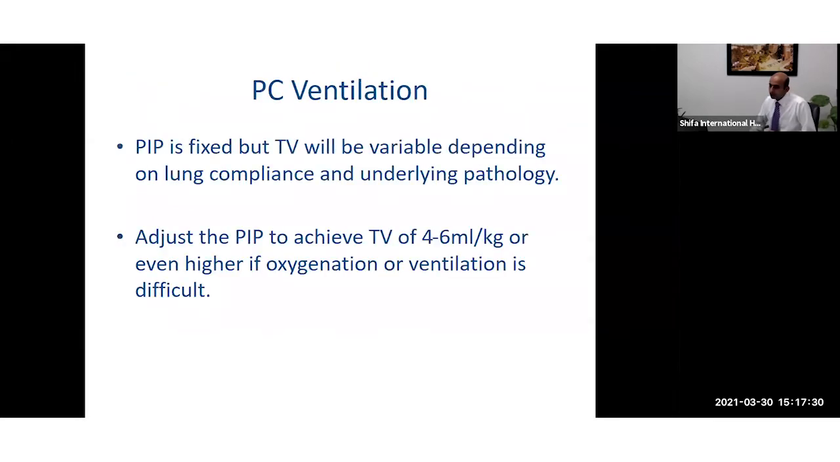What happens in pressure control ventilation is that the peak inspiratory pressure which we set is fixed, so that won't change. But depending upon the lung compliance and underlying pathology, the tidal volume will keep changing. So that's why it's important that when we are using pressure control ventilation, when we have set PIP, we need to keep a very close eye on how much tidal volume the baby is generating. Our aim is to achieve a tidal volume of around 4 to 6 mL per kilogram, or even higher if we are struggling with oxygenation or ventilation. So that's our aim, that we are achieving a tidal volume of 4 to 6 mL per kilogram.